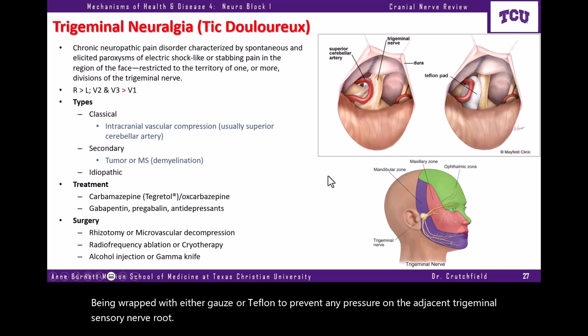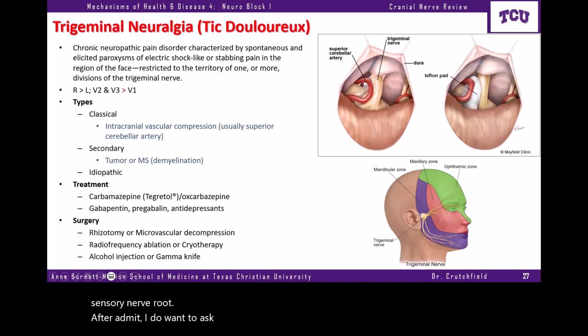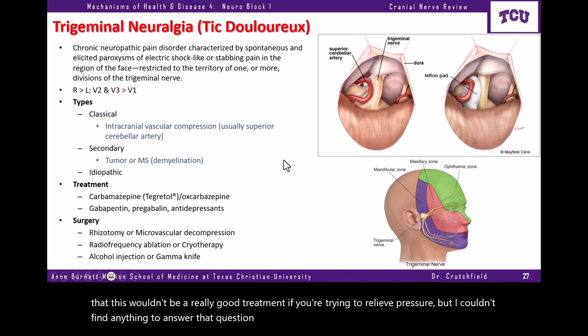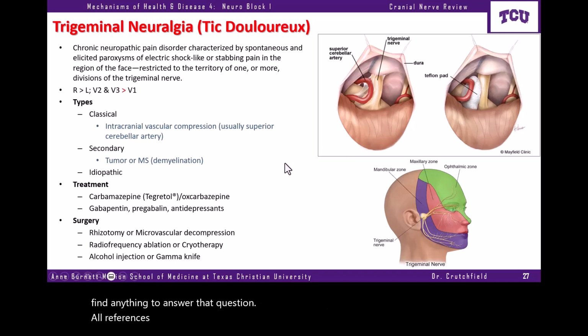I have to admit, and I do want to ask, doesn't adding the Teflon cause pressure also? I would think that this wouldn't be a really good treatment if you're trying to relieve pressure, but I couldn't find anything to answer that question. All references suggest surgery would be a last-ditch effort.